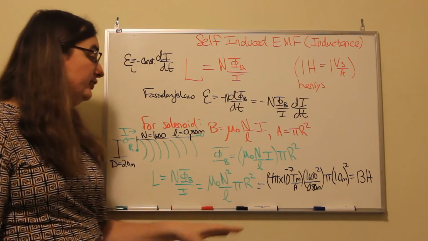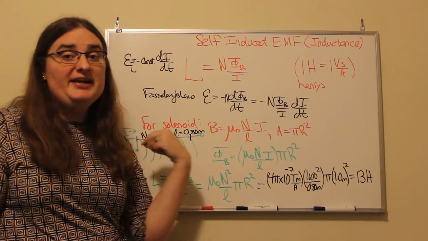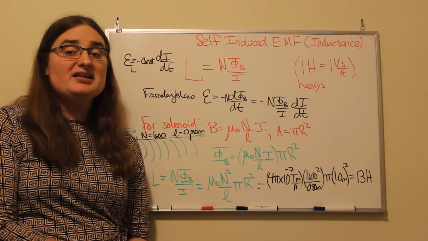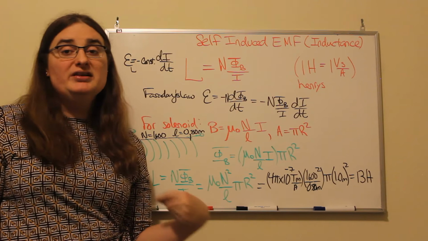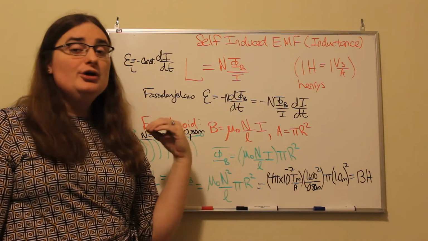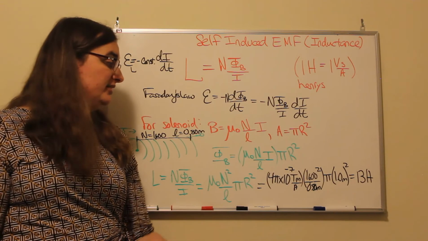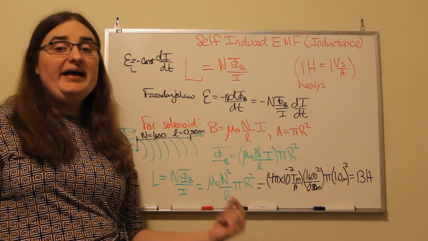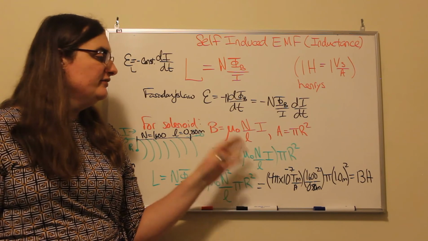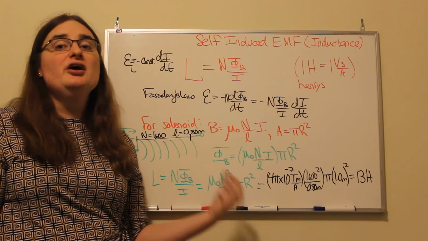So for our solenoid, the permeability of free space is always 4 pi times 10 to the minus 7 tesla meters per amp. N is 1,600. We square it. We divide by 0.80 meters, multiply by pi and 1 meter squared, and that gives us a total inductance of 13 henries for that solenoid.